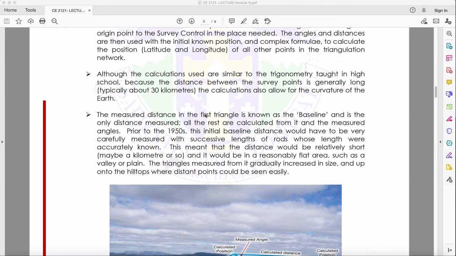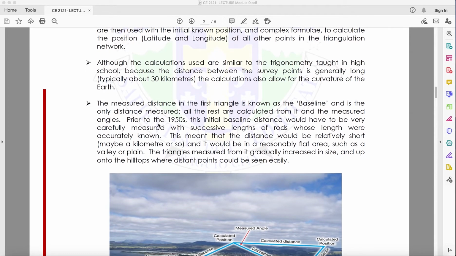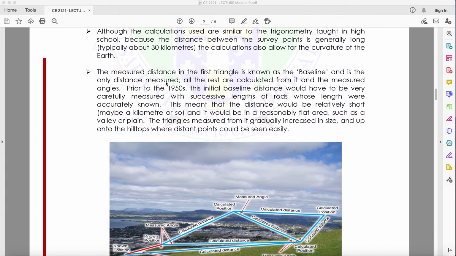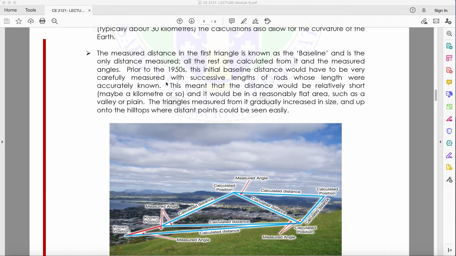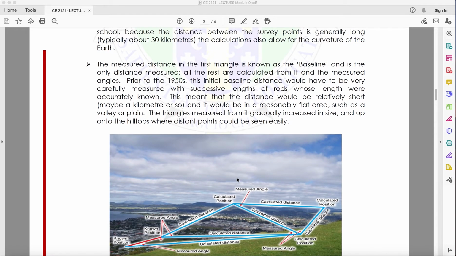So the measured distance in the first triangle is known as the baseline and is the only distance measured. So our baseline, that is the only one we measure. So baseline means the one we measure first. Okay? So all the rest are calculated from it and the measured angles.